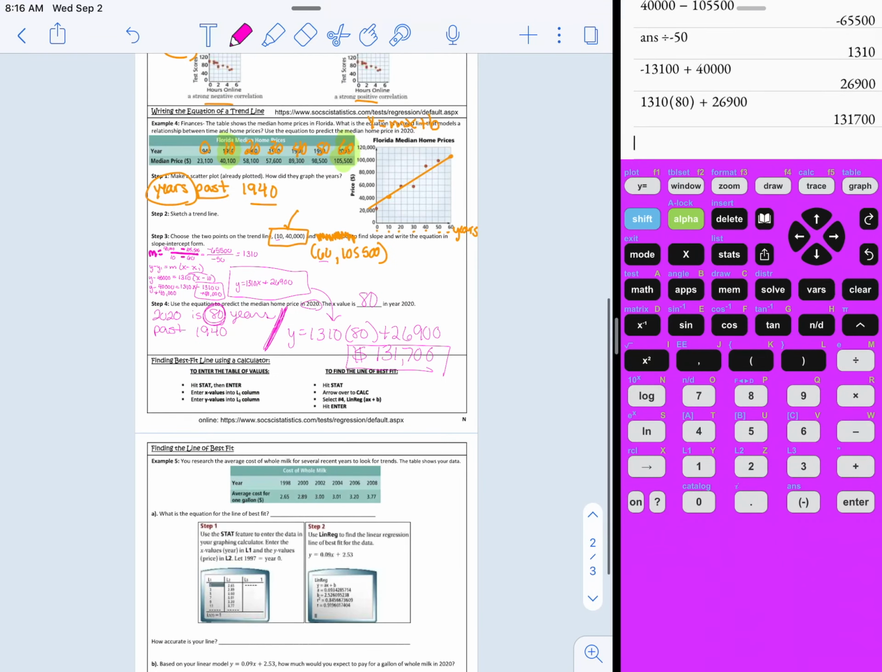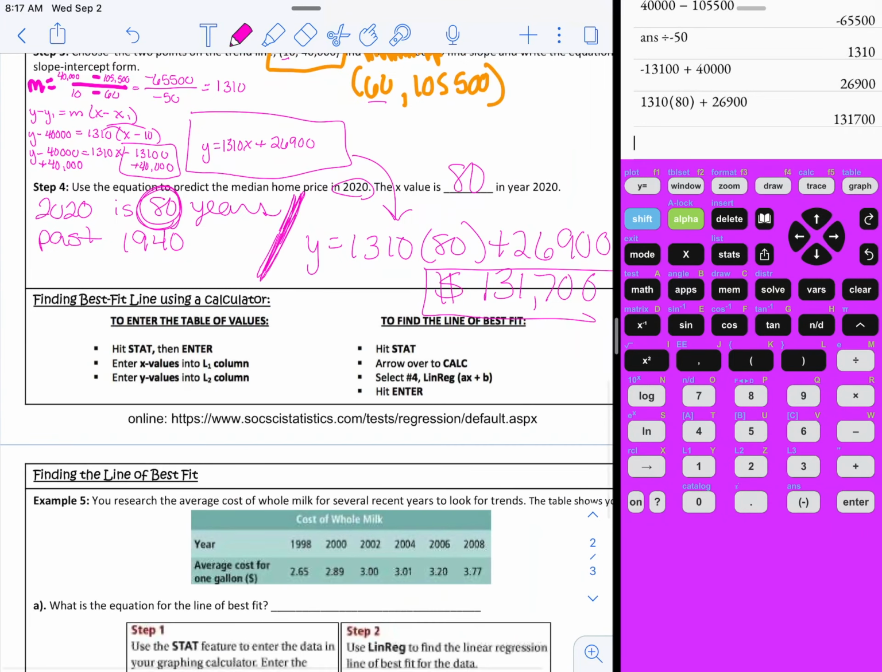Okay, and that would be based off this equation. Is this in Florida? So they're saying that for the exact same type of home as in 1940, you would have paid $23,000 for a house. In 2020, you can expect to pay $131,700. Now, these are the steps on how to use the physical calculator in the classroom.